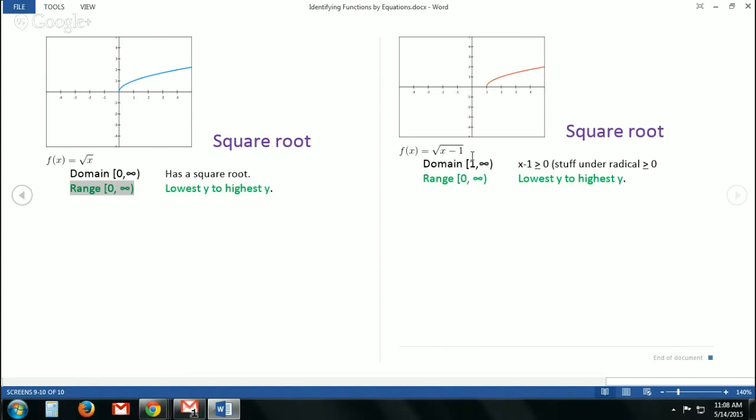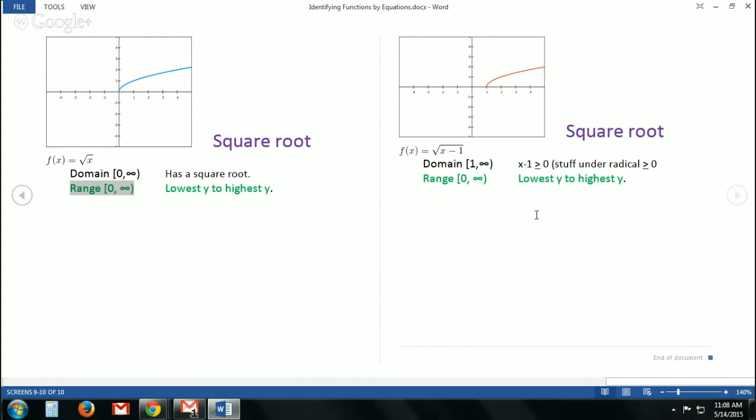This is the square root of x minus 1. Notice that the -1 is under the radical. So when I take the stuff up under the radical, make it greater than or equal to 0, that gives us a domain of from 1 to infinity. Move that 1 across by adding it, and you get 1 to infinity for our domain. The range of this one, the lowest y value that we have is at 0, and it goes forever up, so 0 to infinity is our range.